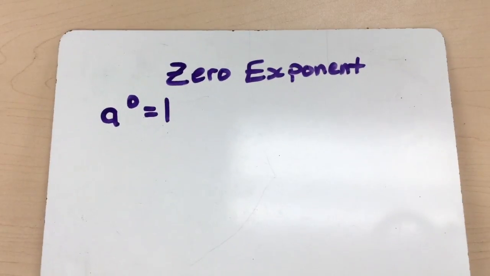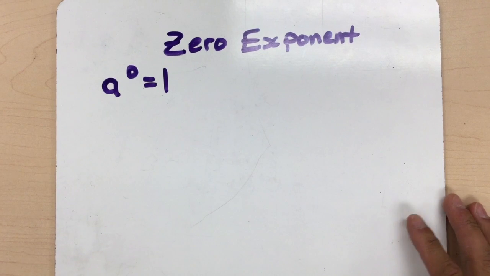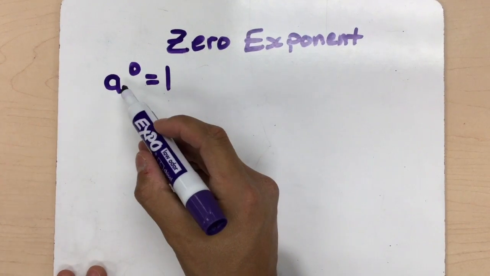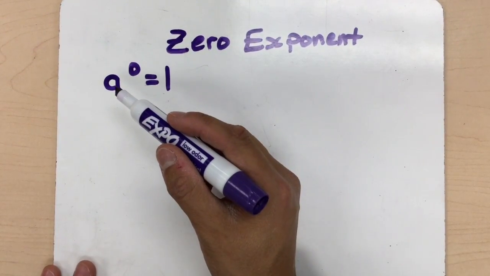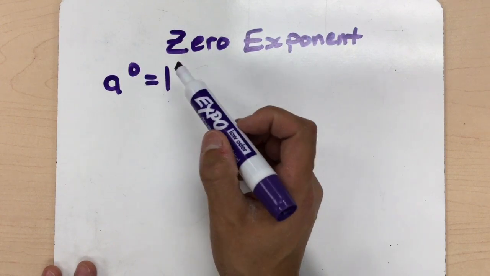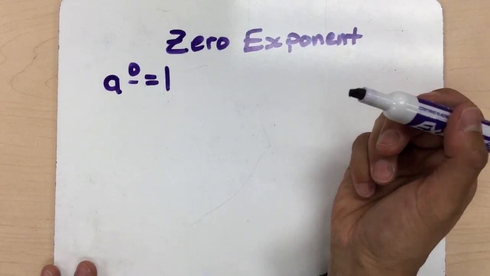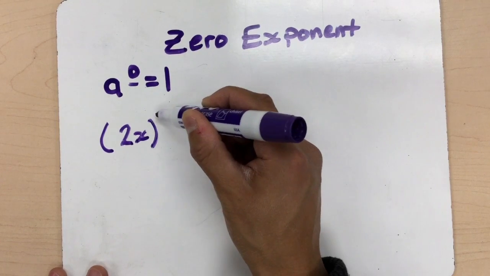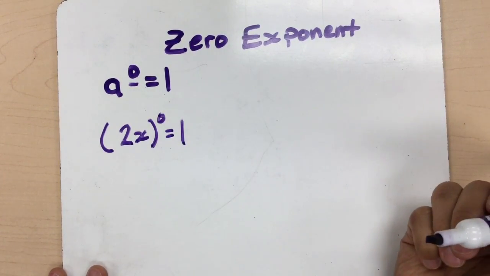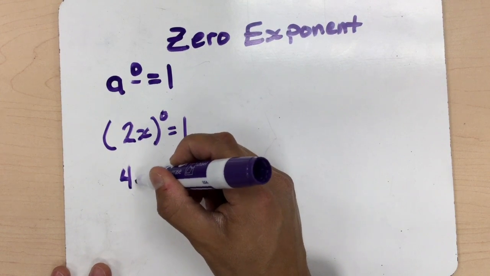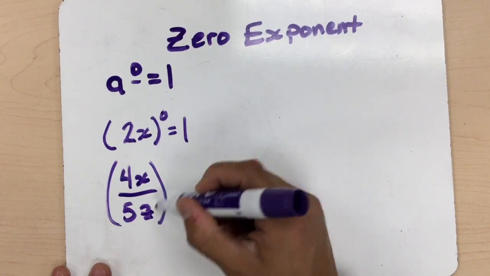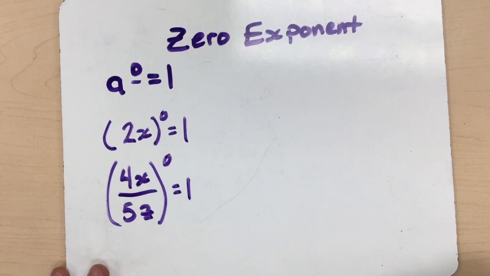And our last law we're going to look at is the zero exponent law. The zero exponent law is a fun law to look at just because it's quite quick. With the exponent law, remember that a to the power of 0 is equal to 1. Anything to the power of 0 is equal to 1. So for example, 2x to the power of 0 is equal to 1. 4x over 5z to the power of 0 is equal to 1.